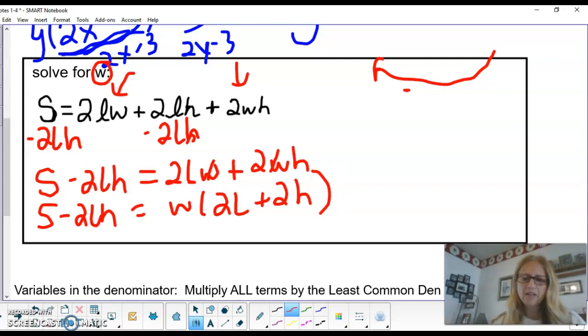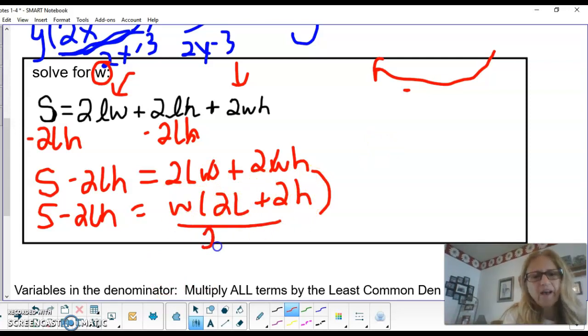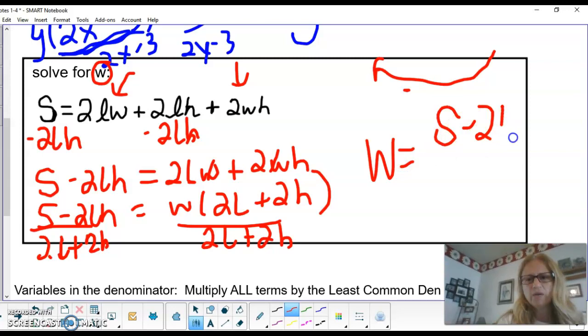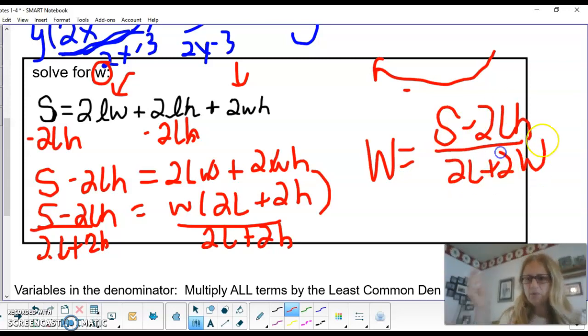And then our last step, we want to isolate the W. Since we're taking this W and multiplying it by this binomial, the opposite of multiplying is dividing. 2H, and that is your final answer. W equals S minus 2LH all over 2L plus 2H. That is it, boys and girls. So it's not as hard as it looks, okay?